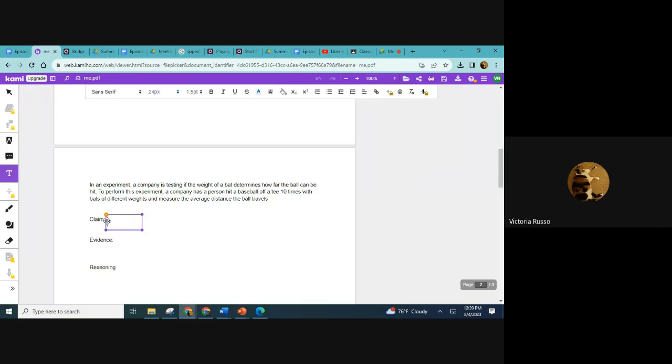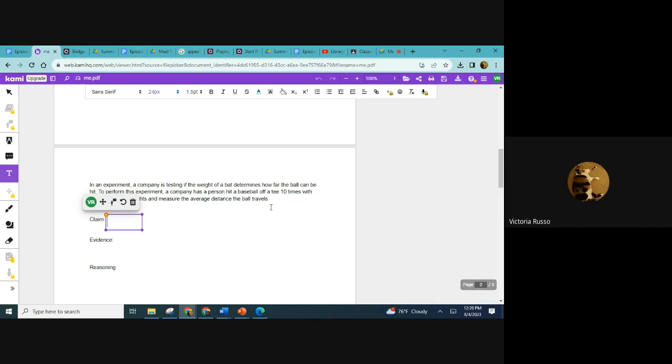And right now, your claim is a prediction. It doesn't necessarily have to be right. So you can make the claim that if the bat is heavier, it will be able to hit the ball further. You could also say if the bat is lighter, it could be able to hit the ball further. Or the other option is that the weight of the bat does not affect how far the ball can go.